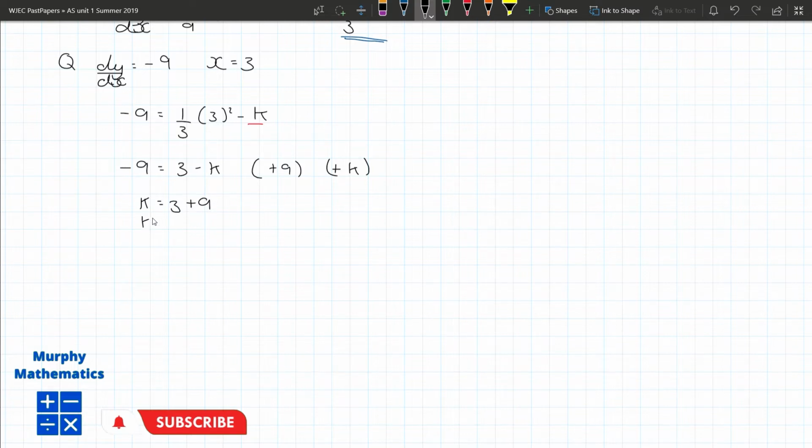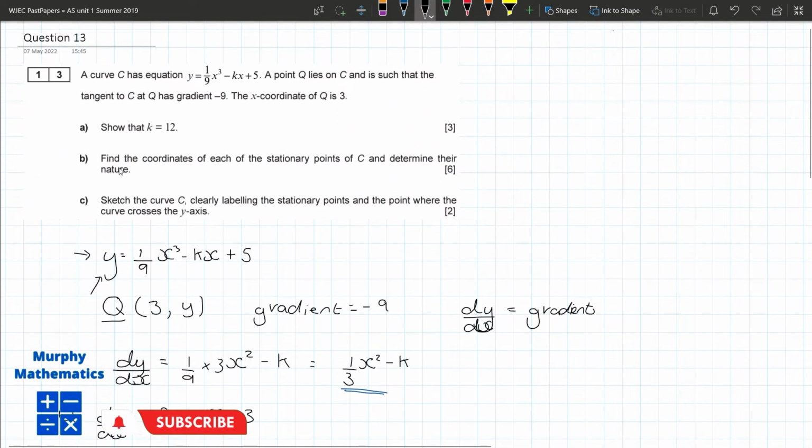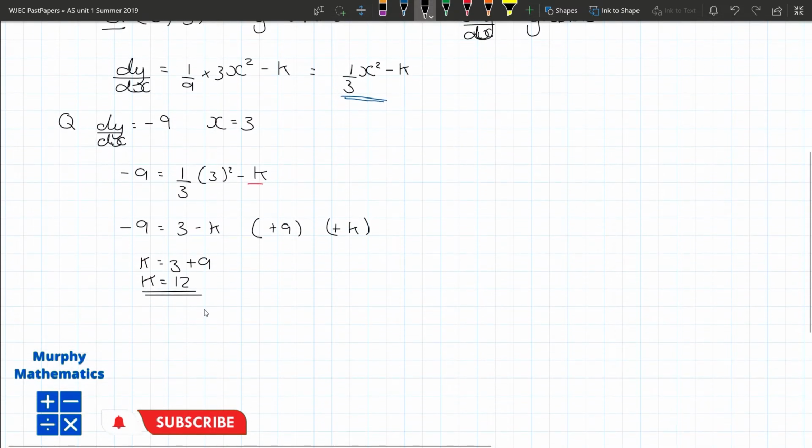So k equals 12, which we've been shown, so we were asked to show that k equals 12. Awesome. Okay, so that's as required.